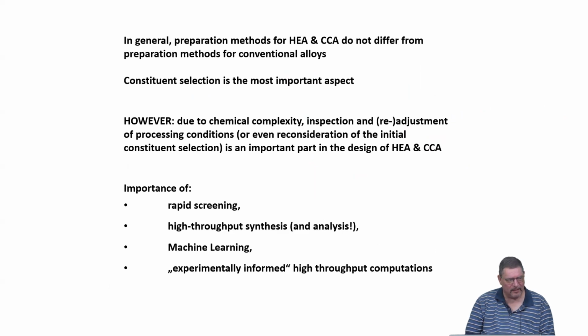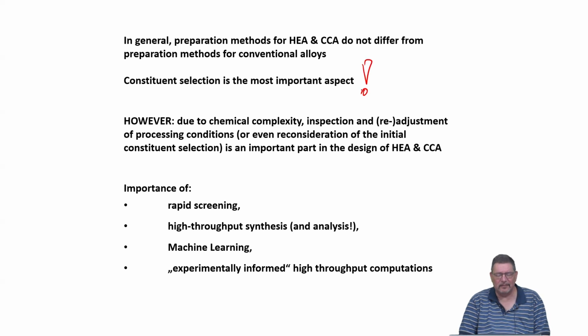This brings us to preparation methods, and I think in general they would not differ much from what you do for conventional alloys. So if you want to make a high entropy system, even a good high entropy system, alloy selection, constituent selection is really the most important aspect. But they are chemically complex, so you have to think of putting different elements together. They have different densities as elements, so you get buoyancy effects, you could get segregations. So you always go through this iterative cycle, right?